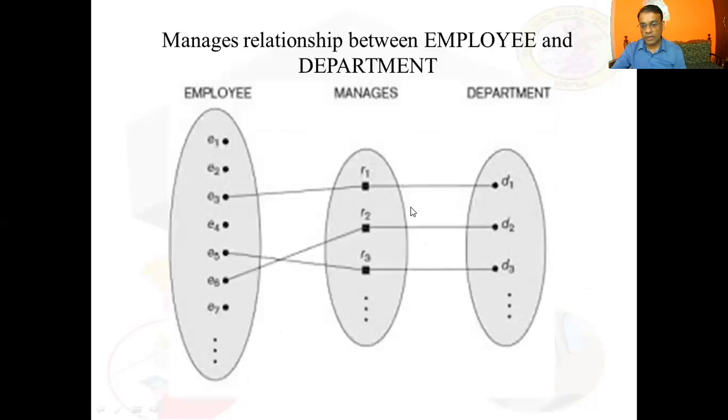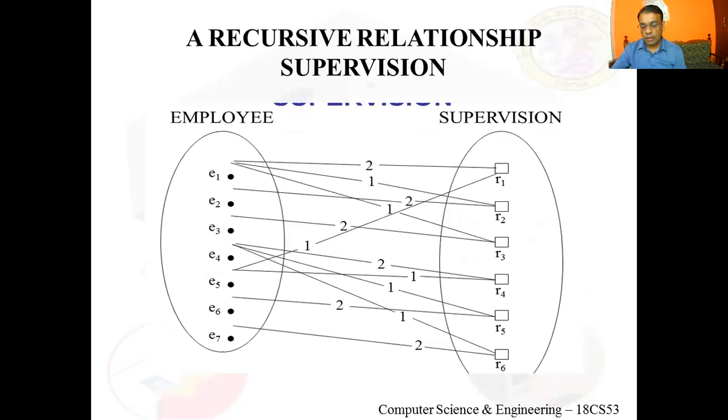Now go for supervision. In supervision, one employee manages n employees. That means one manager manages n employees. So the cardinality ratio is 1:n. One manager manages n employees.